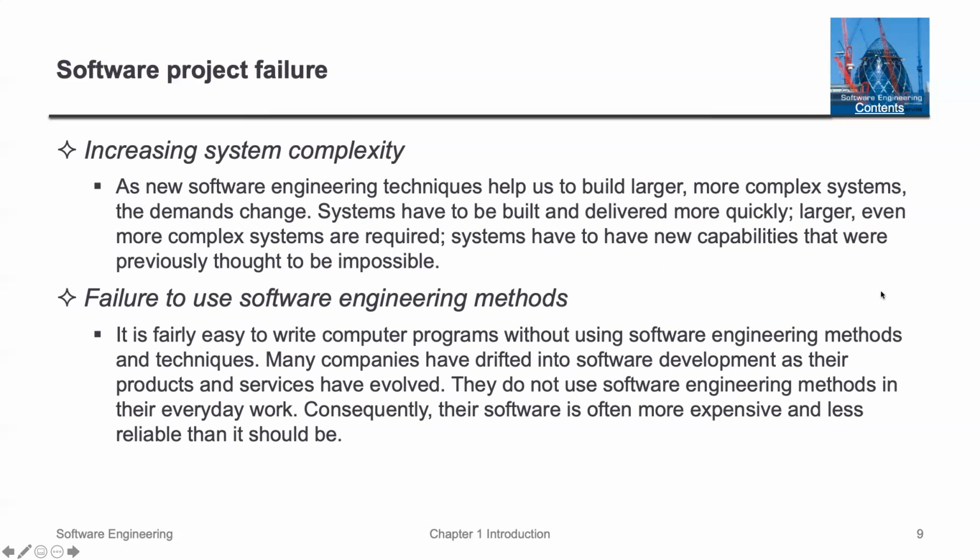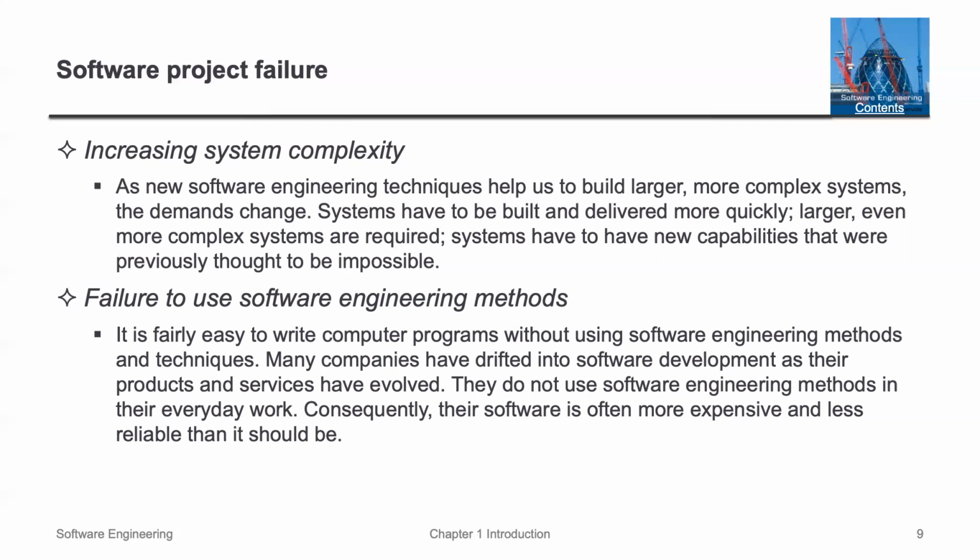Systems have to be built and delivered more quickly, larger than ever complex systems are required, and systems have to have new capabilities that were previously thought to be impossible. And so that's an interesting thread if you just look at the history of computing, how things have continued to mature, and what realistically in the past maybe could only be done in approximation or analytically can be done all together in various applications and software.